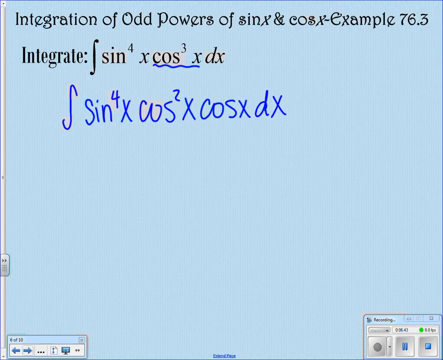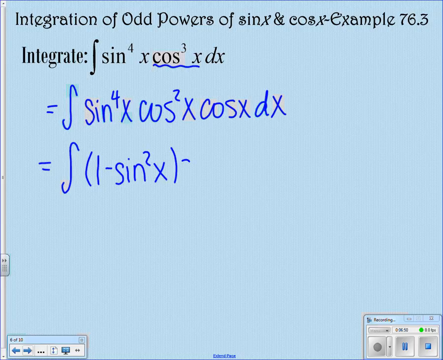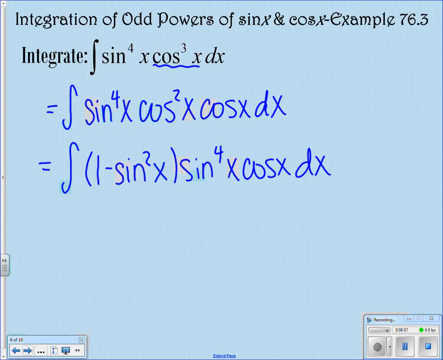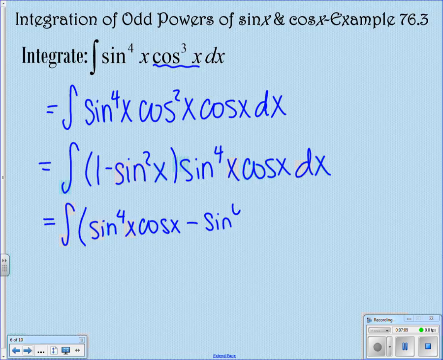And I can rewrite cosine squared as 1 minus sine squared. And I'm going to put it in front just so that it's a little bit easier to distribute the sine to the 4th cosine x into the 1 minus sine squared. So if we distribute, we'll have sine to the 4th times cosine minus sine to the 6th times cosine, all times dx.